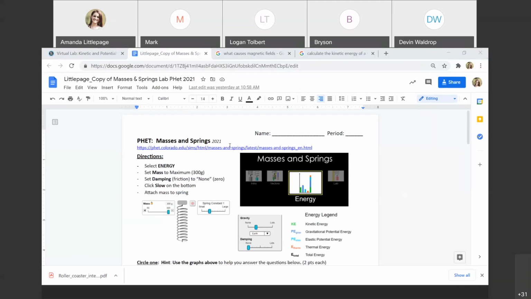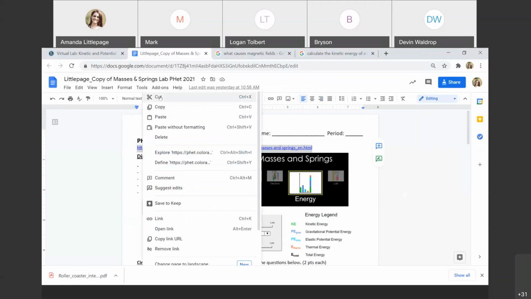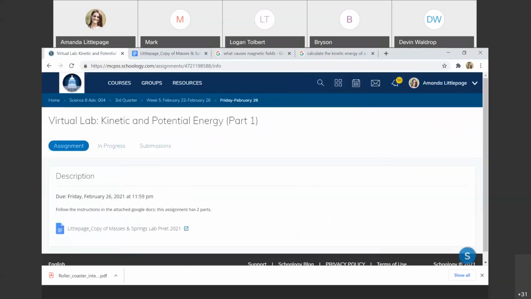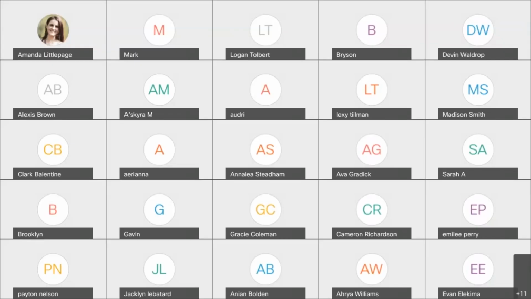I'm going to copy the link here and get ready to open that up in another tab. Give me just a minute to transition over here. When you open the link, there's going to be a couple things pop up. Let me go back into sharing really quickly so that you can see my screen.